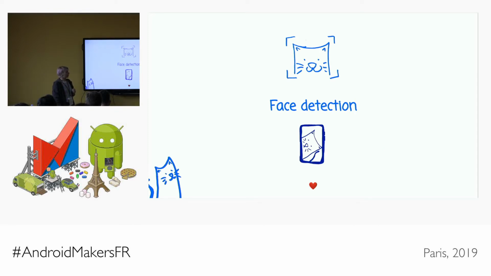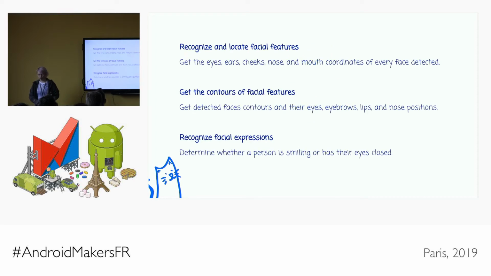So yeah, let's take a look at face detection. You have three main features. The first one is recognizing faces in a picture: where the face is, the rotation of the face, where the eyes and nose are. The second one is the contour of the face, so you can redraw the contour of the face, the nose, the eyes. And the last one is recognizing facial expression, determining whether a person is smiling or has the eyes open or closed. We will use this one to create a tiny app.